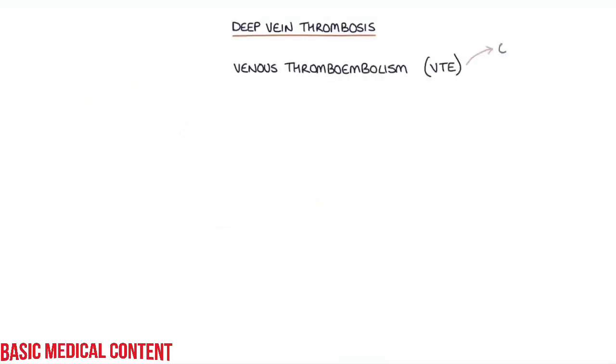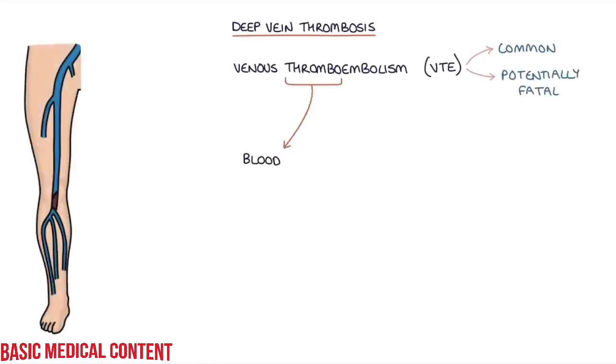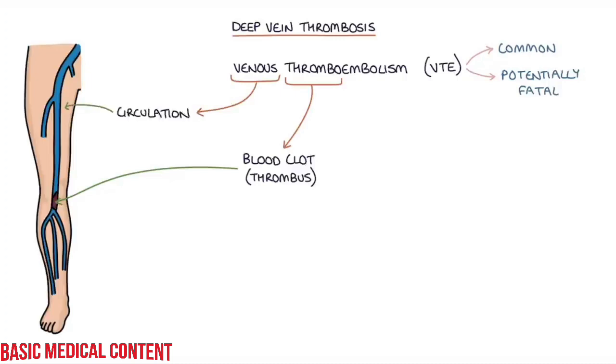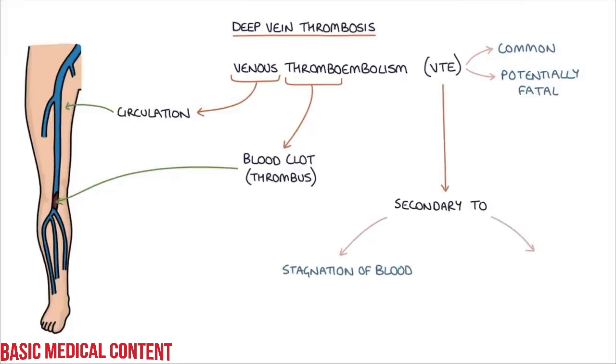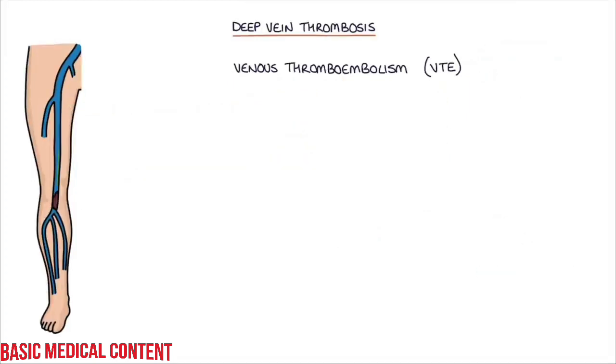In this video, I'm going to be going through deep vein thrombosis. Venous thromboembolism, or VTE, is a common and potentially fatal condition. This involves a blood clot, or a thrombus, developing in the circulation. This usually occurs secondary to stagnation of blood and hypercoagulable states, which is where the blood is prone to clotting. When a thrombus develops in the venous circulation, it's called a deep vein thrombosis, or a DVT.